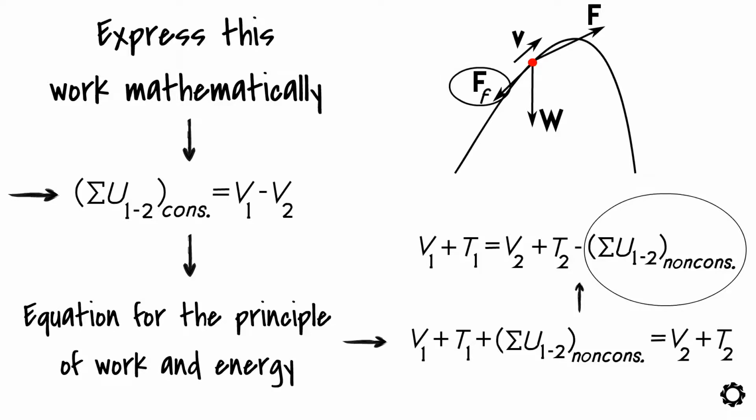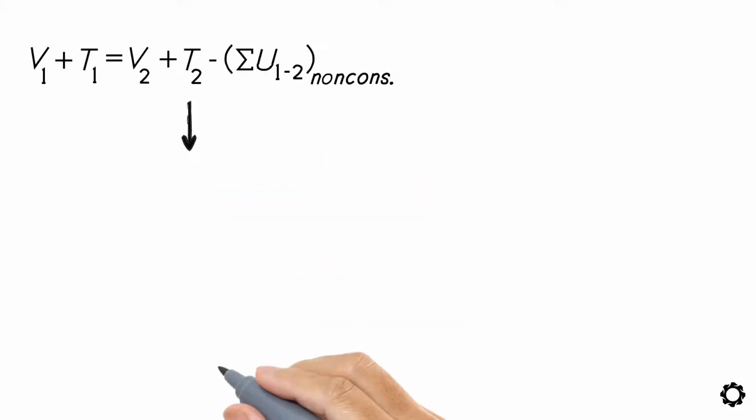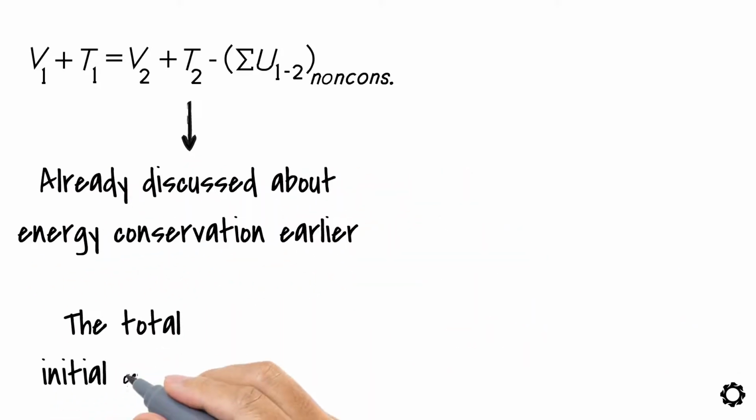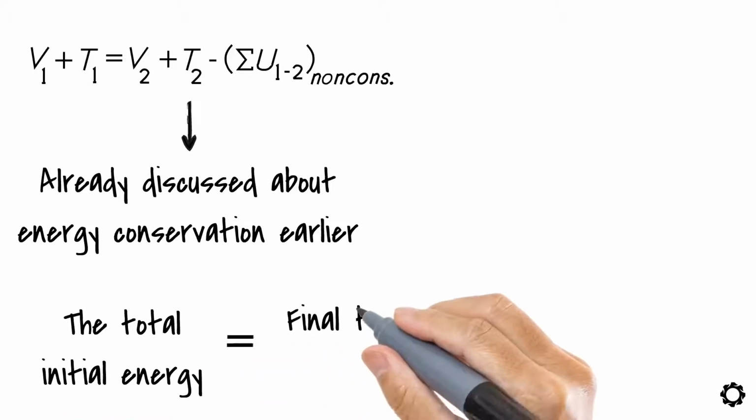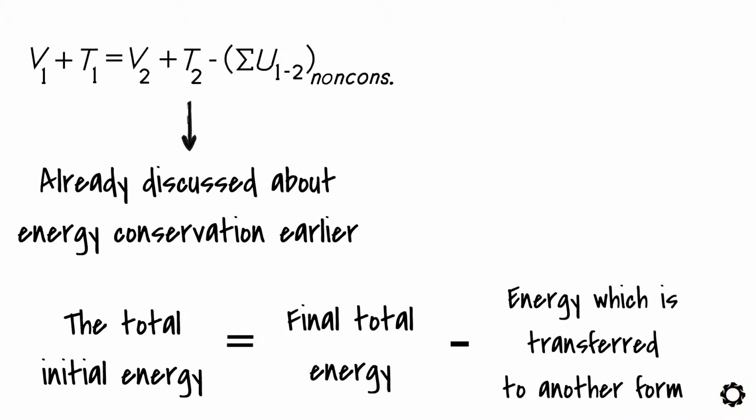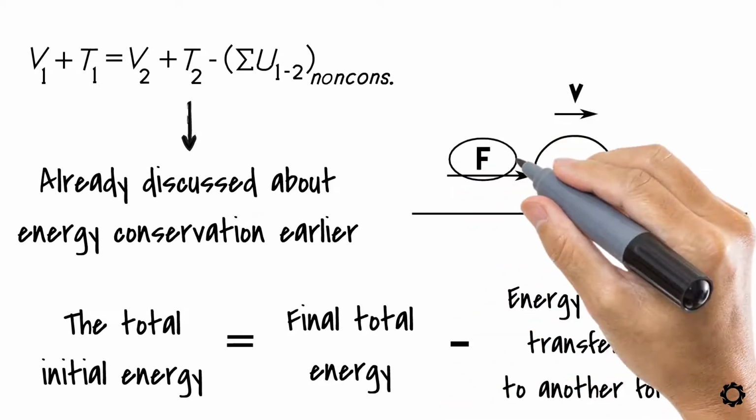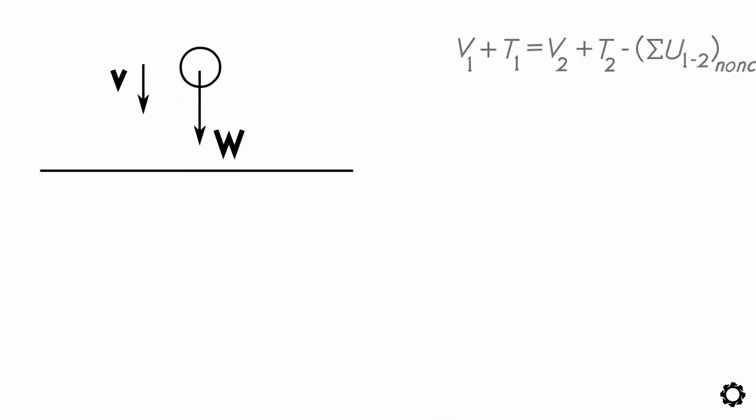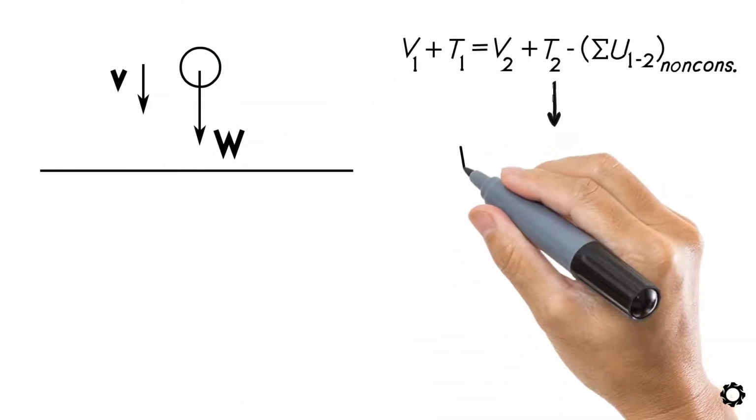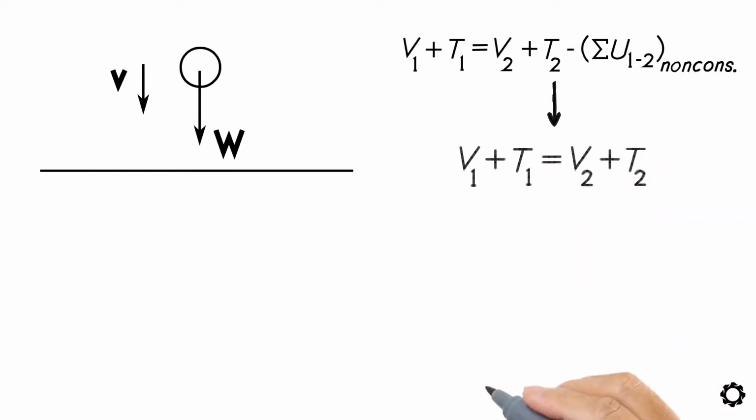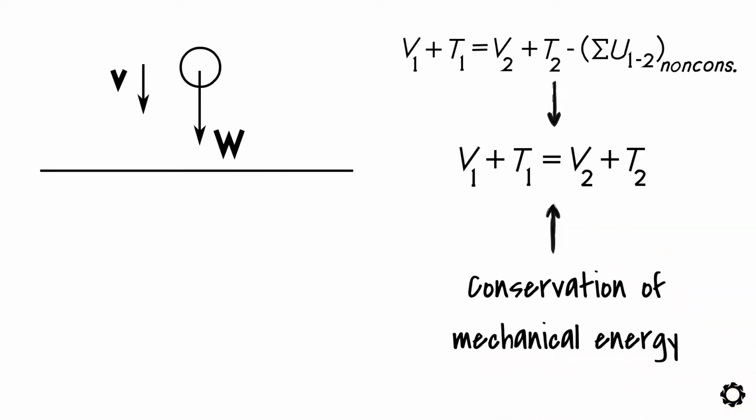As you may have already figured out, this equation describes what we have already discussed about energy conservation earlier. The total initial energy of the system equals the final total energy minus the possible energy which is transferred to another form by non-conservative forces. In cases where there are no non-conservative forces present, this equation gets simplified as follows. V1 plus T1 equals V2 plus T2. We call this form of equation conservation of mechanical energy.